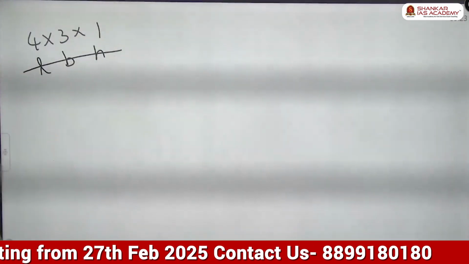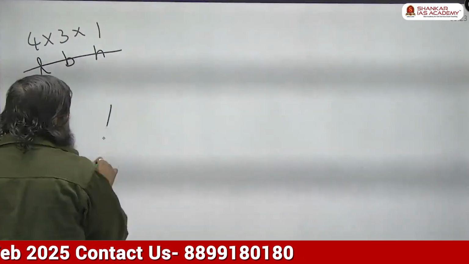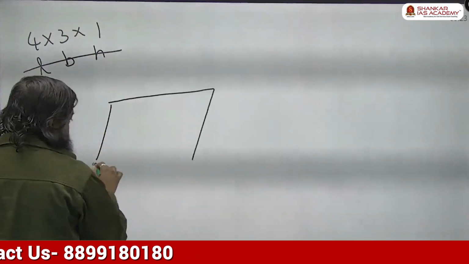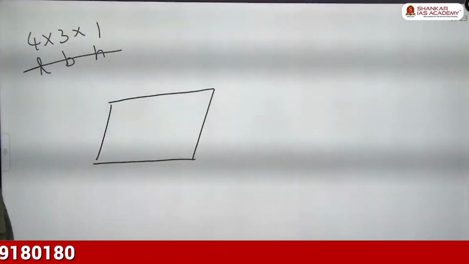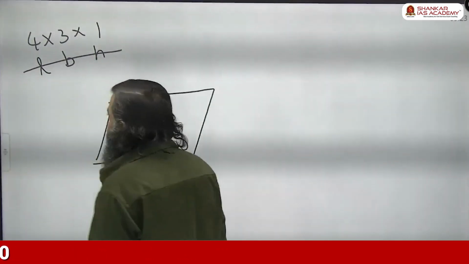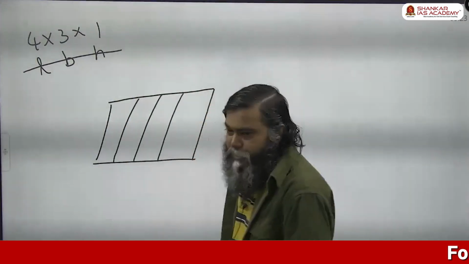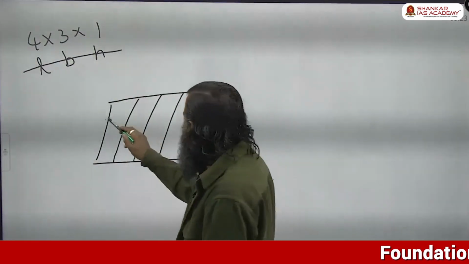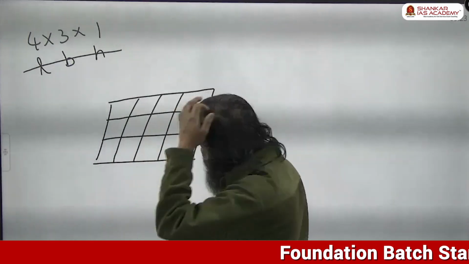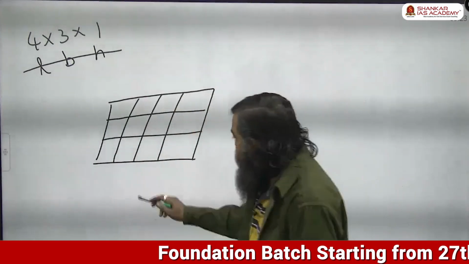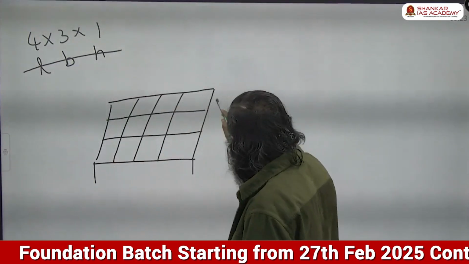So height, if height is 1, then you can draw like this. First draw this box. Length, how many pieces? 4 pieces means how many cuts? Breadth, how many pieces? 3. How many cuts? Height, how many pieces? 1 means how many cuts? 0 cuts. Now you extend it.